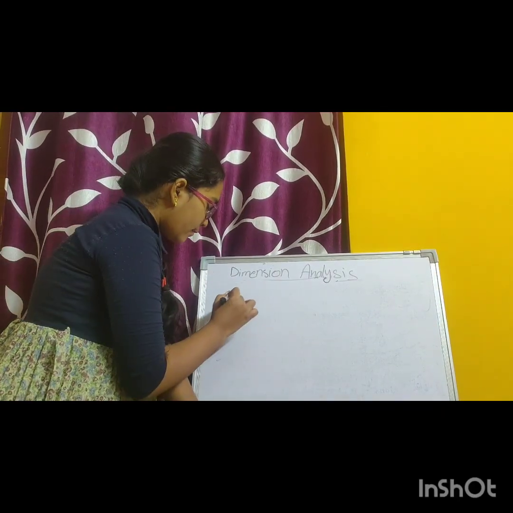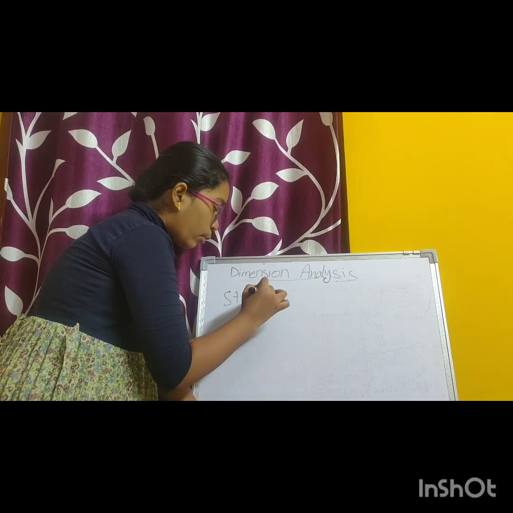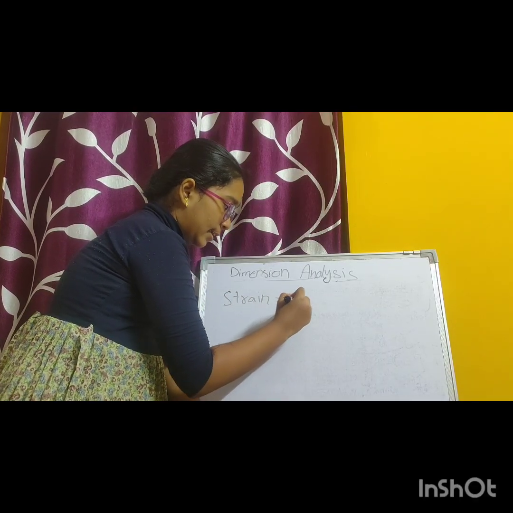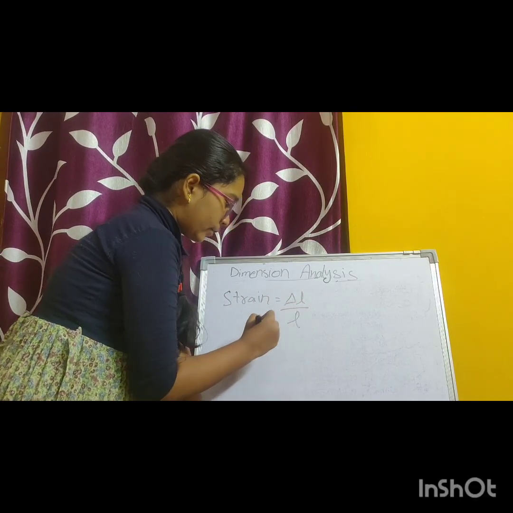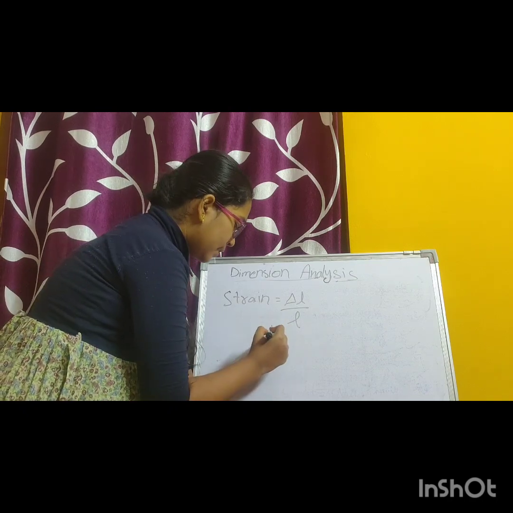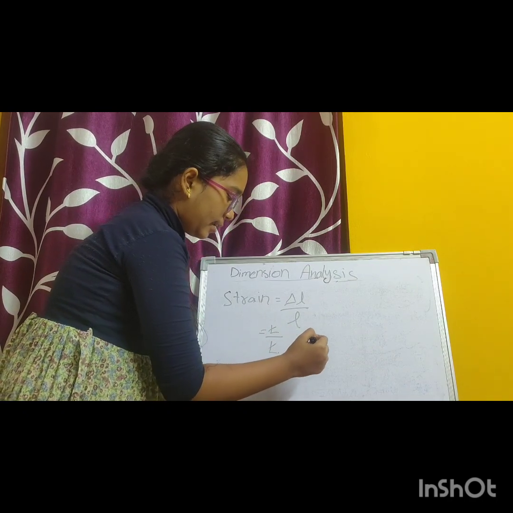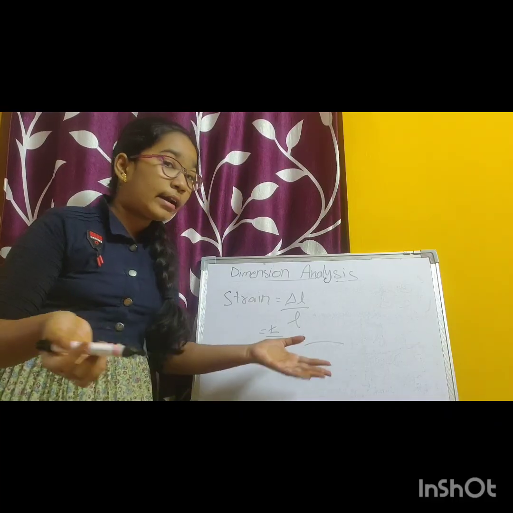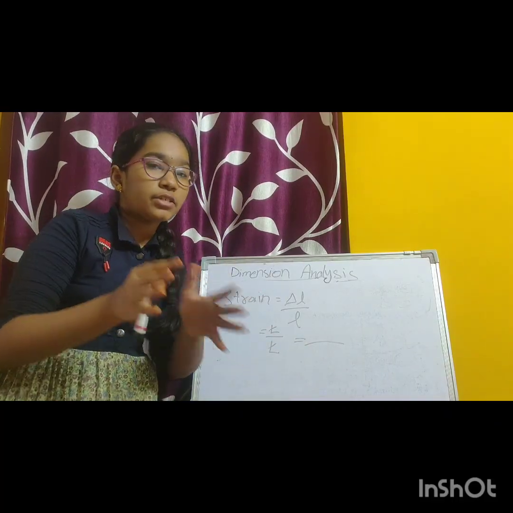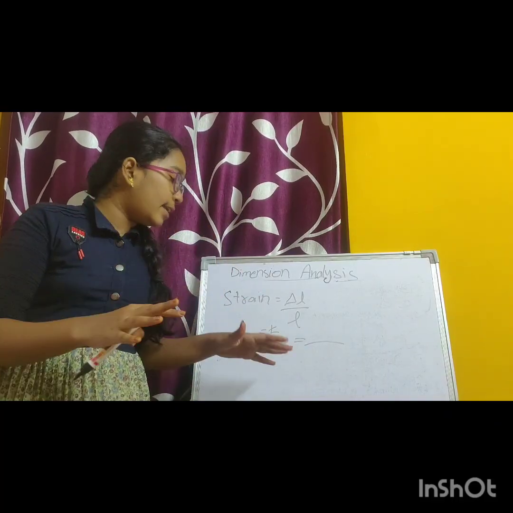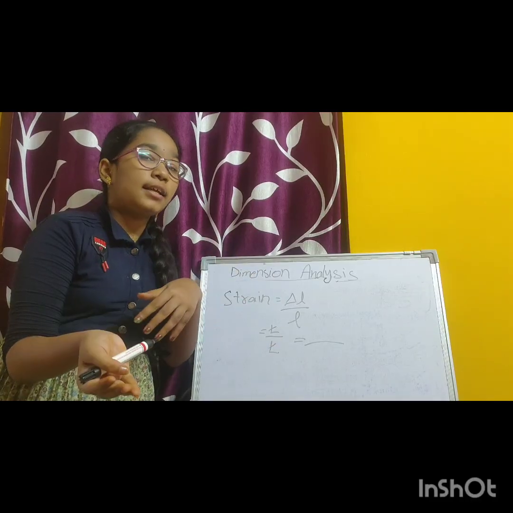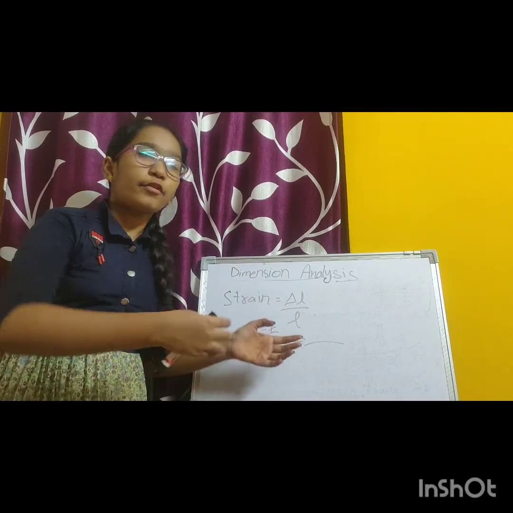Strain. We'll know about strain. What is the formula of strain? It's delta L by L, which we can represent as L by L, which gets cancelled and there will be nothing. Why? Because strain is a dimensionless quantity which doesn't have any dimension. There are many other dimensionless quantities. I'll give you a few examples.